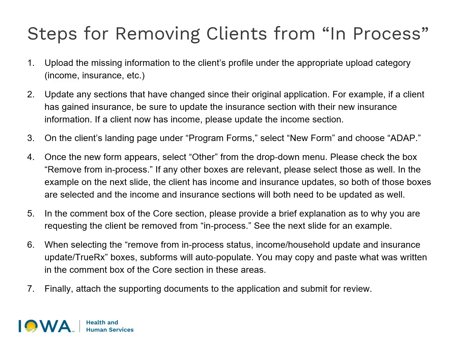Step 5 is that in the comment box of the core section, you're providing a brief explanation as to why you're requesting the client be removed from in process. An example is included in the following slide. Step 6, when selecting the remove from in process status, income or household update, and insurance update boxes, subforms will auto-populate. You may copy and paste what was written in the comment box of the core section in these areas. Step 7, you then attach the supporting documentation to the application and submit for review.